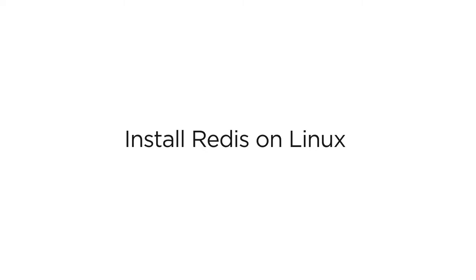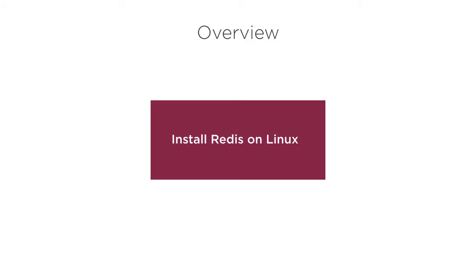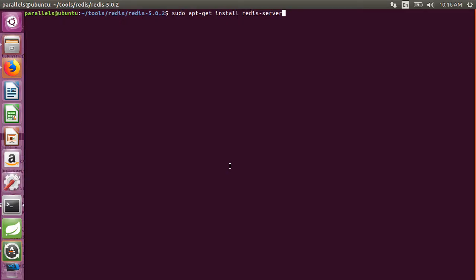Redis is an open source, in-memory data structure store which can be used as a database, or a cache store, or a message broker. In this video, we will see how to install Redis server on an Ubuntu Linux machine. Here, I'm on an Ubuntu Linux machine.